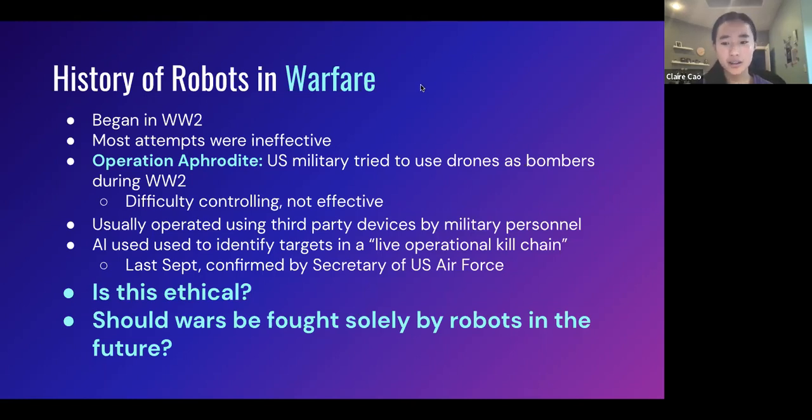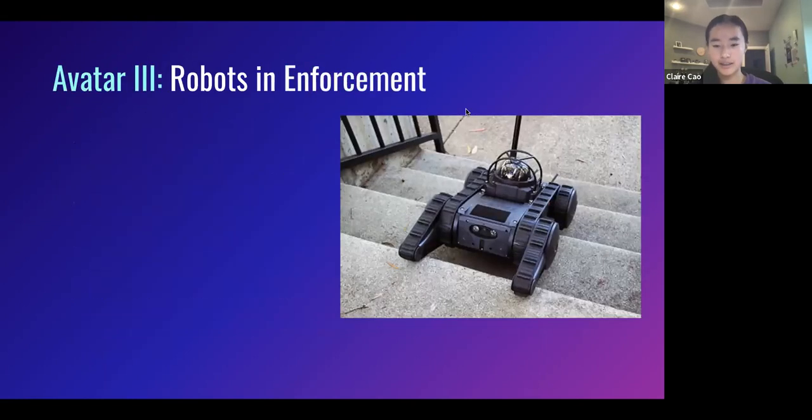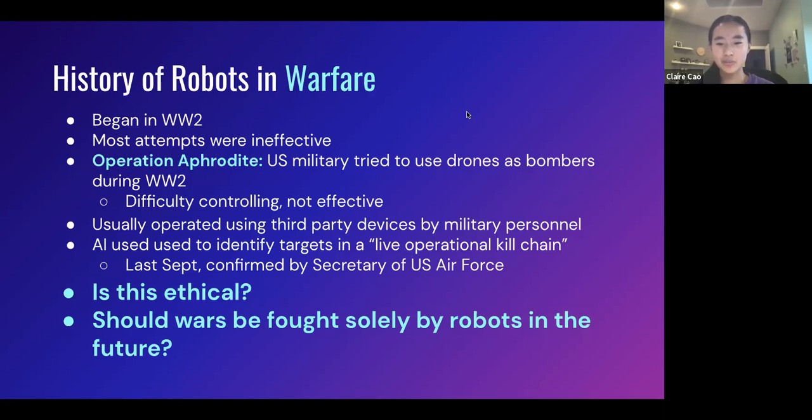Unfortunately, they had a hard time controlling them. They weren't too effective, and they usually didn't fly as high as the other bombers. So they dropped that, but that was the first time the US ever attempted it. They're usually operated using third-party devices by military personnel. Think of a usual drone, where you use a little remote to control where it flies. A military personnel guides and controls it.